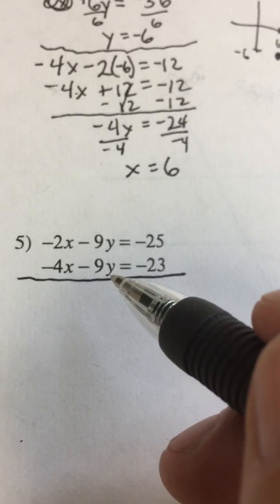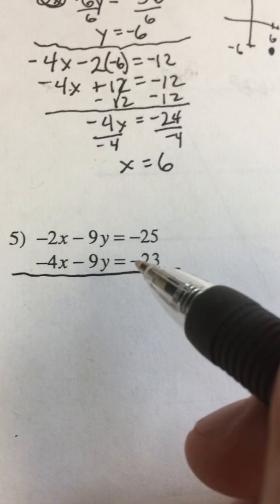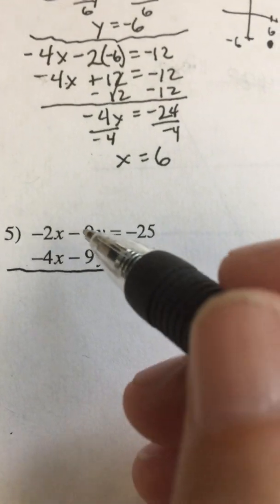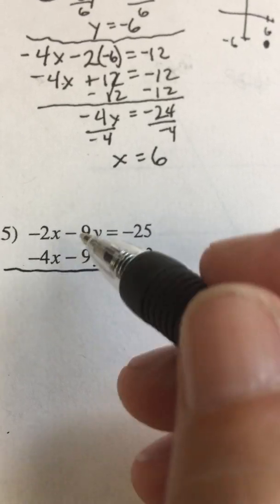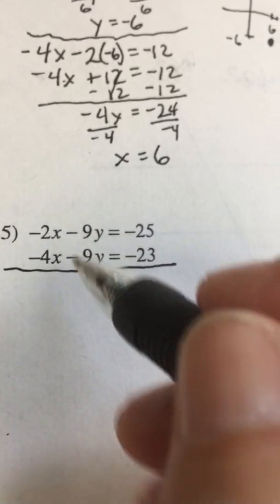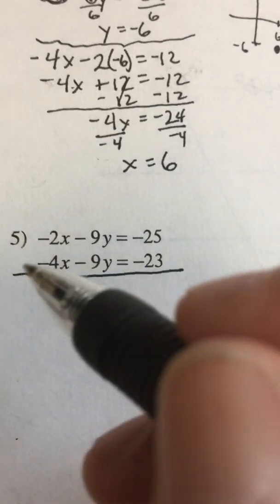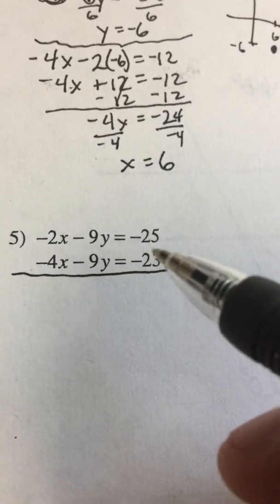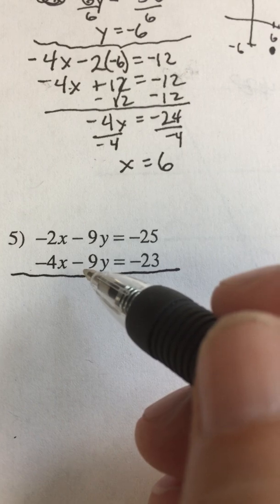Good question. What you're going to do is change one of the equations so that it will go away. So since the 9's are already the same number, I just need one to be positive, one to be negative. So it doesn't matter which equation I use, but I can multiply one of the equations by negative 1 so that the negative 9 now becomes a positive 9.